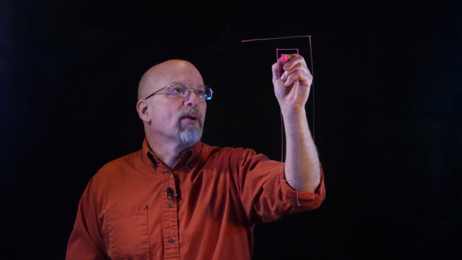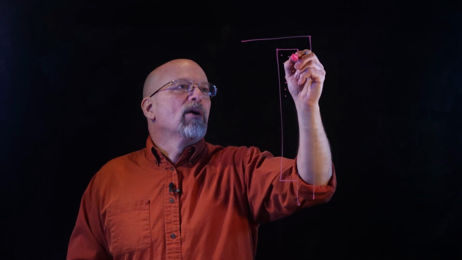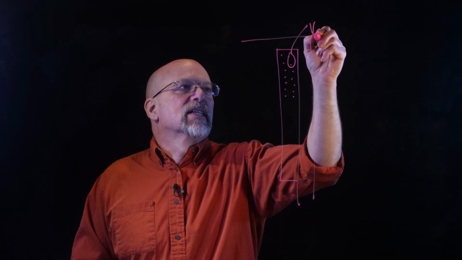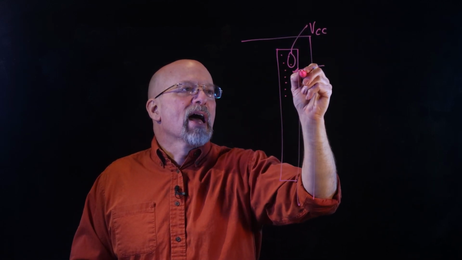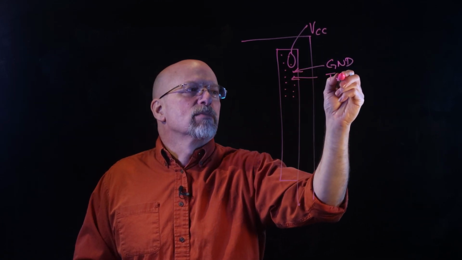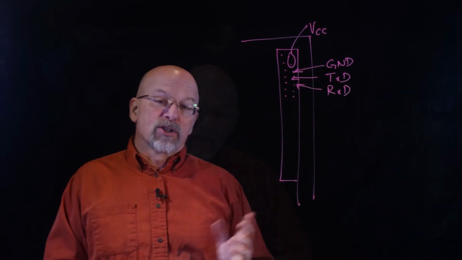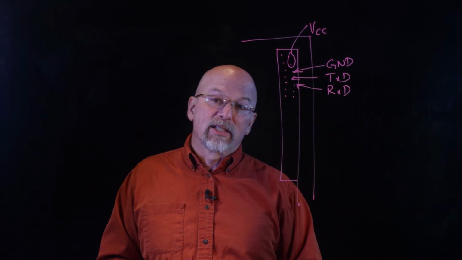Now, if you're familiar with the header coming off of the edge of the board of the Raspberry Pi, remember there's that 40-pin GPIO header. Well, we've got a couple of pins here which are connected to VCC, but then we have a ground, we have a transmit data, and we have a receive data. Turns out there are a number of ways we can connect to those pins.